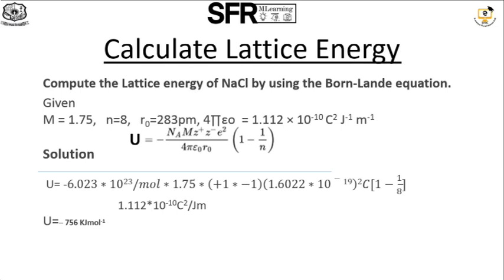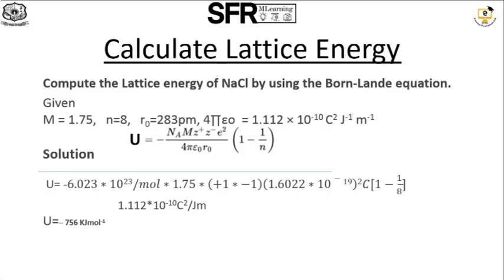Here we compute the lattice energy of sodium chloride by using the Born-Lande equation. The given data is the modeling constant of the particular geometry of the crystal is 1.75, Born exponent n value is equal to 8, and R0 distance between the cations and anions equal to 283 picometer, and 4 pi epsilon naught value is 1.112 into 10 power minus 10 Coulomb square per joule meter. Using this value, we have to find out the lattice energy of sodium chloride.